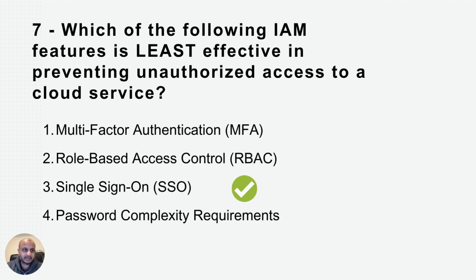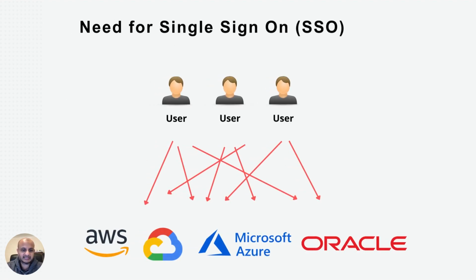Remember, single sign-on improves the user experience, right? Because it lets the user log in once and access multiple services. But its primary security control is not to prevent unauthorized access. Because, like I said, if they gain access to your SSO credential, they can potentially access multiple services. Whereas MFA, RBAC, password complexity, all of them will help you to prevent unauthorized access. And this is like the whole point of single sign-on, right?